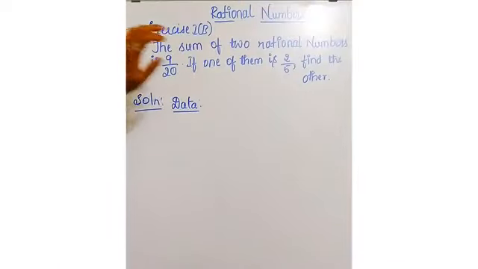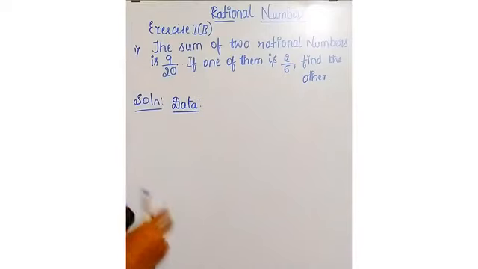The chapter I have chosen is rational numbers, in that Exercise 1B. Okay, the question is: the sum of two rational numbers is 9 by 20. If one of them is 2 by 5, we need to find the other.